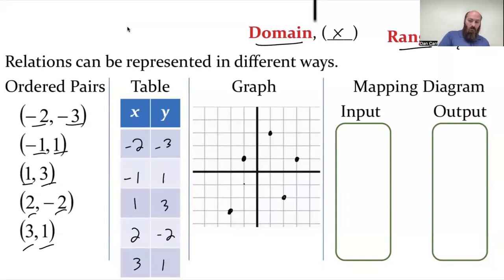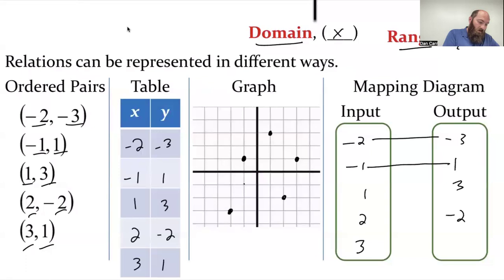We can also do it as a mapping diagram. This is where we list all of our inputs. So we can do -2, -1, 1, 2, and 3. Then we put all of our outputs. They don't have to be in the same order, but we can do that to make it easier. -3, 1, 3, -2. I don't have to repeat 1. If a number is repeated, we don't have to write it twice. So -2 goes to -3, -1 to 1, 1 to 3, 2 to -2, and 3 goes to 1 as well. So we're just connecting dots to everything that matches up between the inputs and outputs like that.